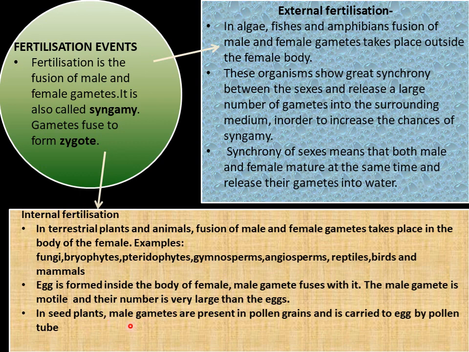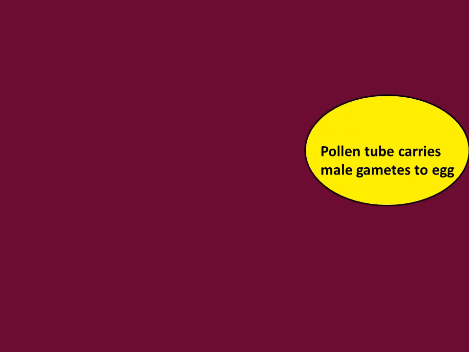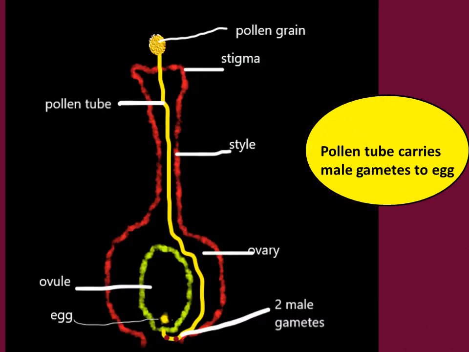In seed plants, male gametes are present in pollen grains and are carried to the egg by the pollen tube. Pollen tube carries male gametes to egg. In the given figure, you can see the pollen grain is a carrier of male gametes. It deposits on the stigma and produces a pollen tube. The pollen tube carries two male gametes, and the egg is present within the ovule, and the ovule is present within the ovary.